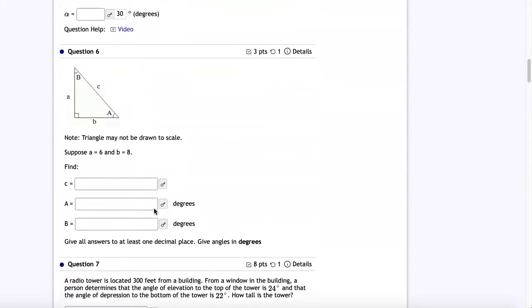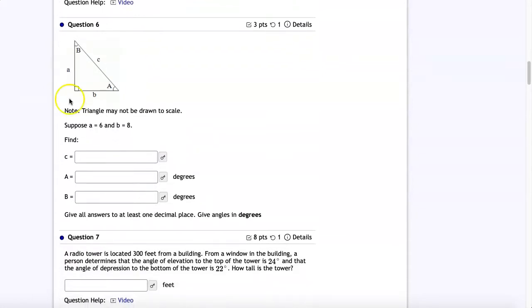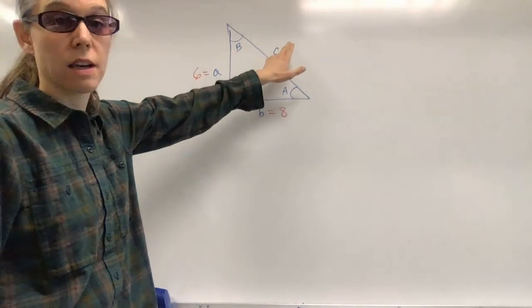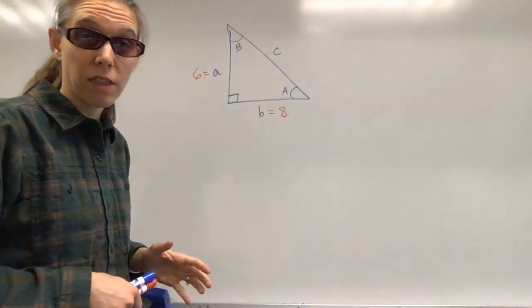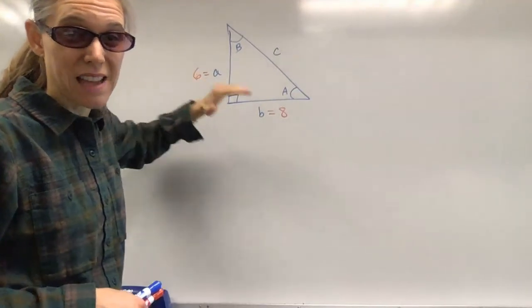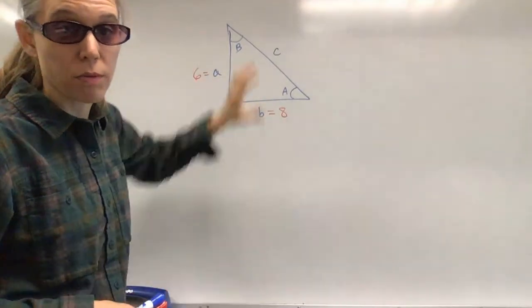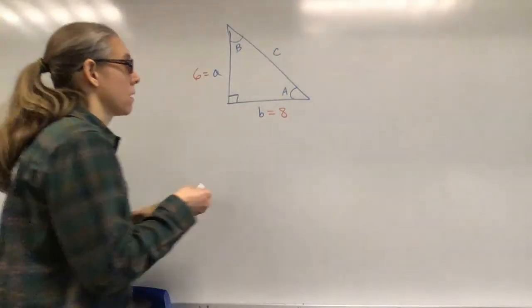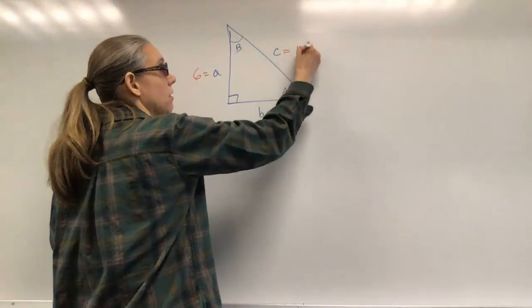Next, question number 6. We are given A and B, and we need to figure out C using the Pythagorean theorem, and then capital A and B using some inverse function. So for this problem, first of all, we want to be able to find the hypotenuse. You can use Pythagorean theorem, or you can also note that because the side lengths are in ratio 6 to 8, this will be a 3, 4, 5 triangle ratio, which would be a 6, 8, 10. Pythagorean theorem will get you the same result.